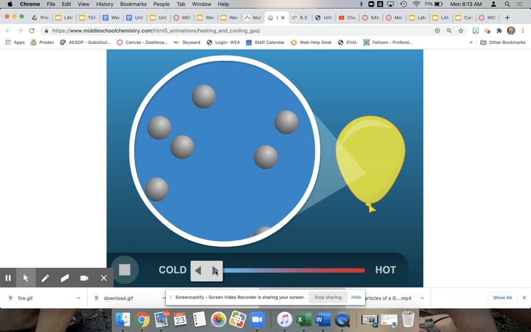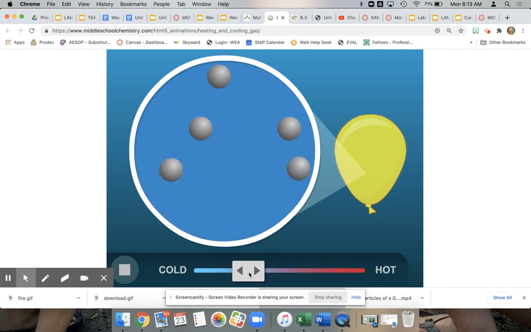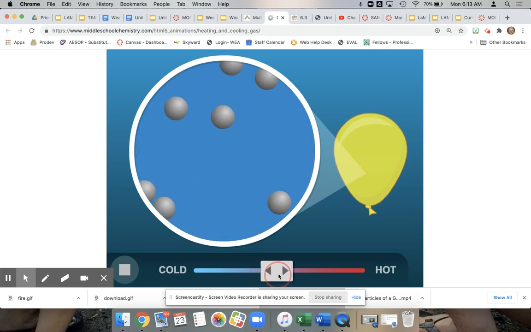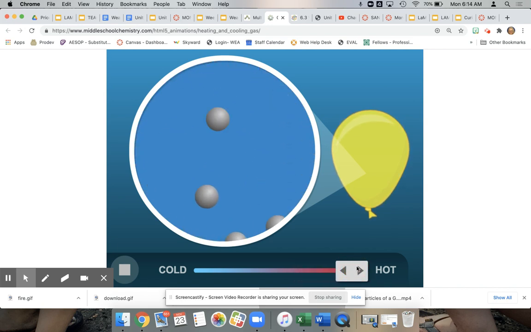Now I can use this toggle bar down below and heat up the balloon, or rather heat up the air in the balloon. Notice as I begin to heat the molecules, they are now moving faster. I continue to heat this up. Notice they are moving faster and faster. If I get all the way up, these air molecules are moving really fast.